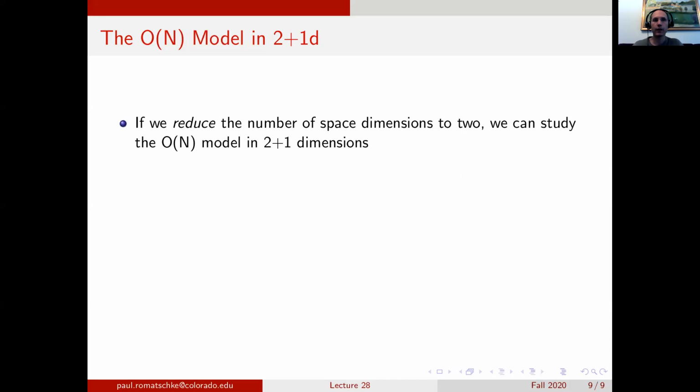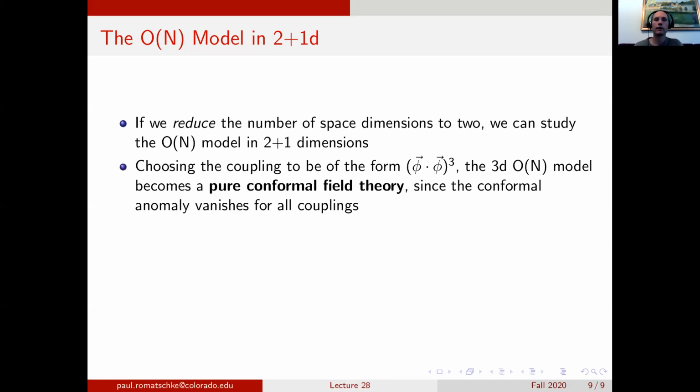As an afterthought, I wanted to point out that one can also set up the ON vector model in less than 3 spatial dimensions, in particular in 2 spatial dimensions. For dimensional reasons, the quartic interaction term, the phi-4 term, has to become something like a cubic term. So we would like to study a theory that has a sextic term, with a coupling constant times phi vector to the third power.